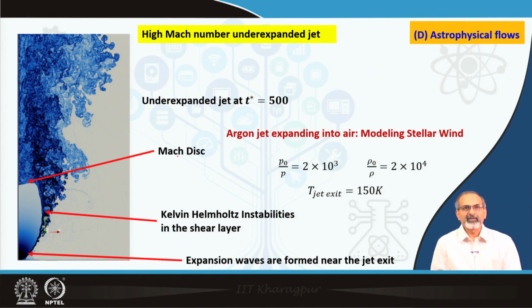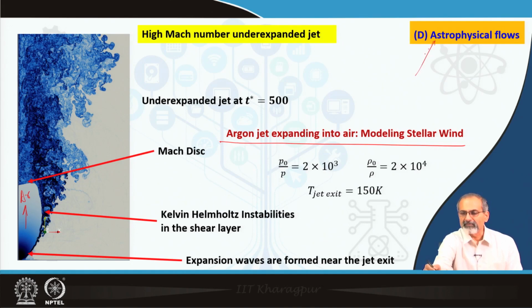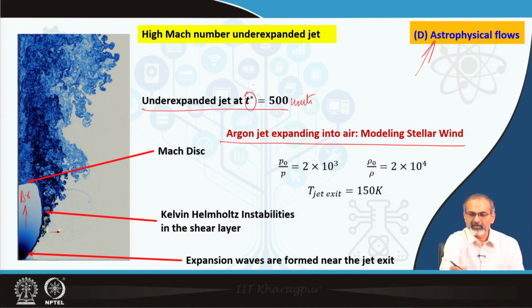Now you see an image which represents the kind of flow field you can expect around such a high Mach number under expanded jet. Here the jet that is emanating out from here is considered that of argon. It is an argon jet expanding into air. It is kind of modeling stellar wind like the way we see in astrophysical flows, and it is the view of the under expanded jet at non-dimensional time of 500 units. So, the T star that you see over here is actually representing some kind of a non-dimensional time, not to be mistaken as seconds.